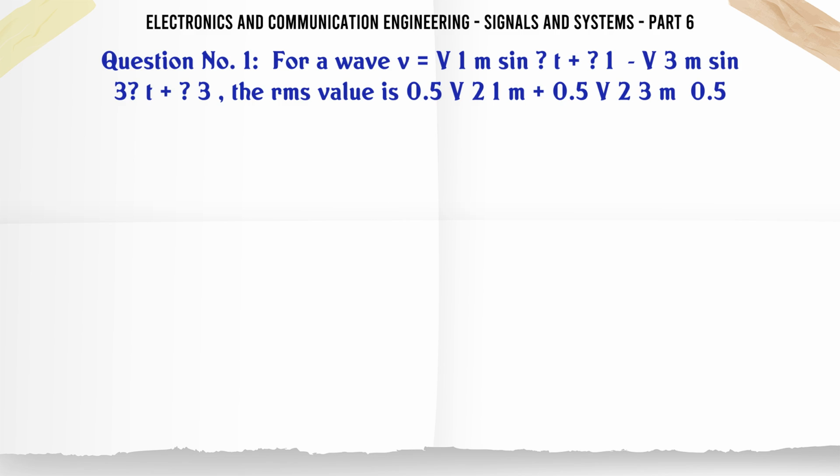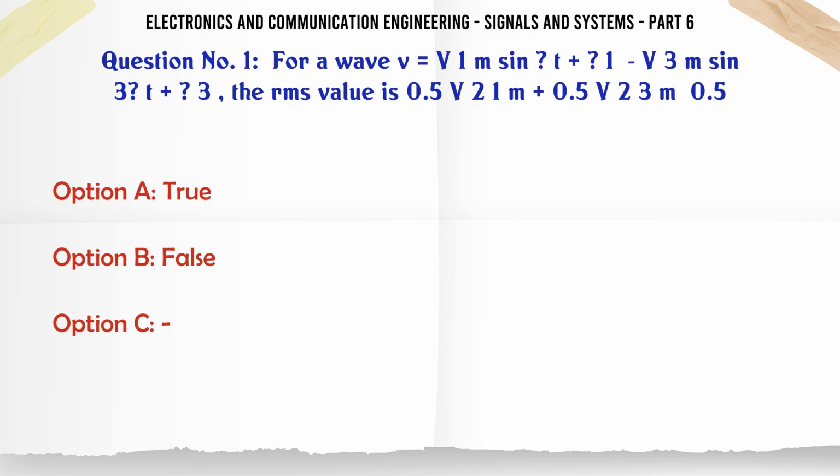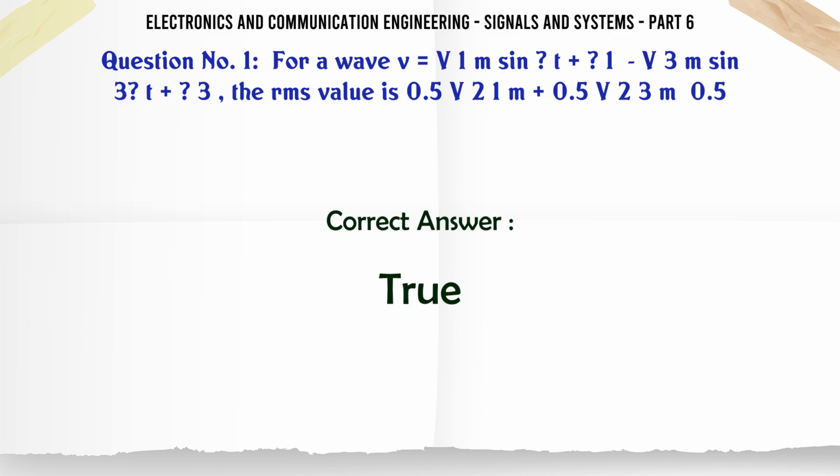For a wave v = v1m sin ωt + v3m sin 3ωt, the RMS value is √(0.5 v1m² + 0.5 v3m²). A. True. B. False. The correct answer is true.